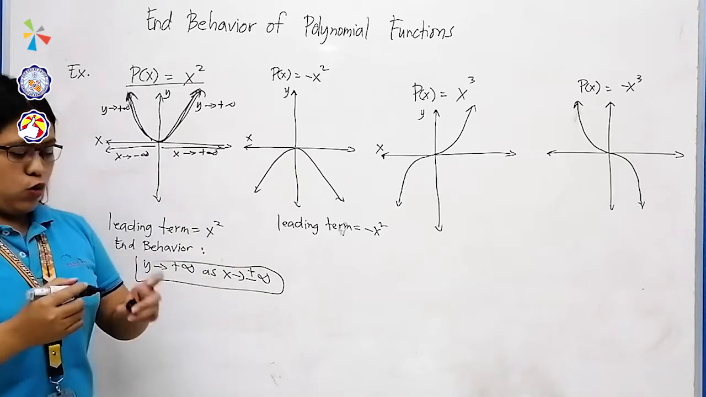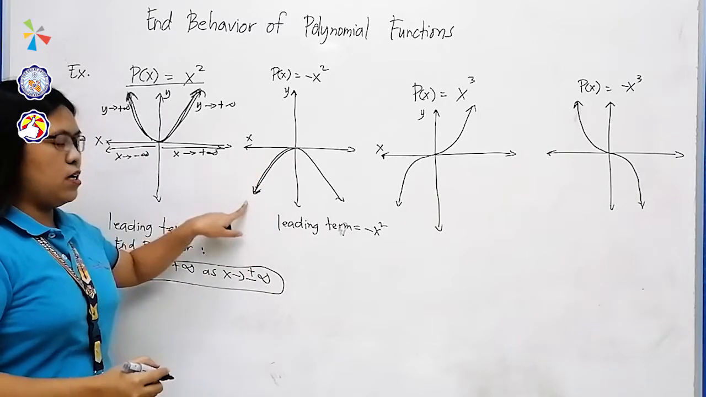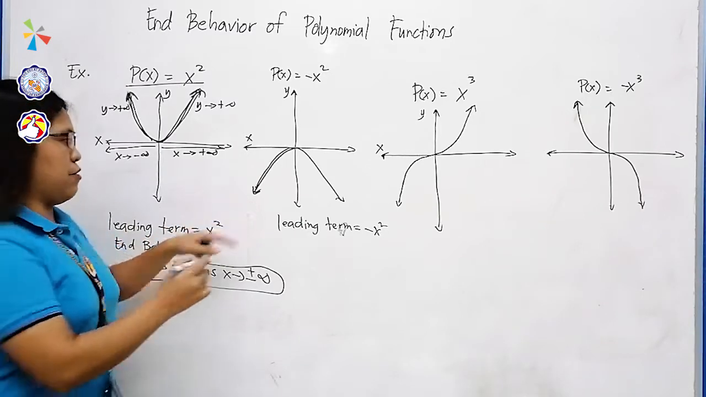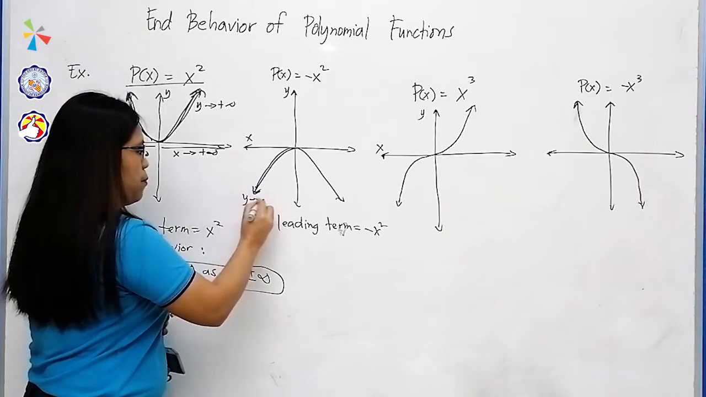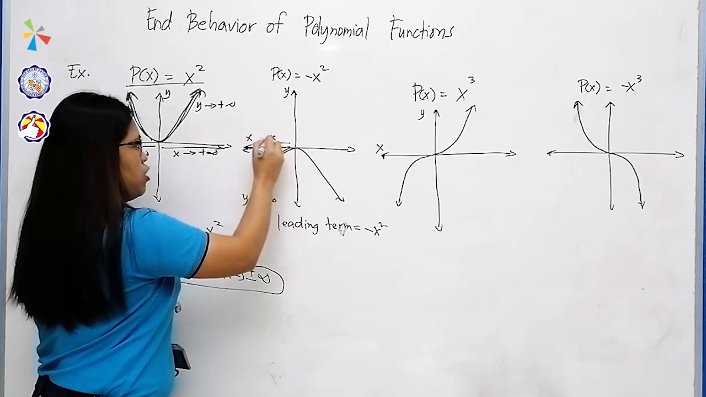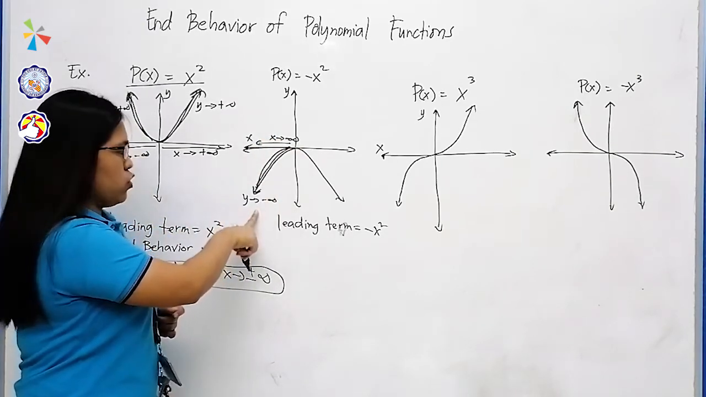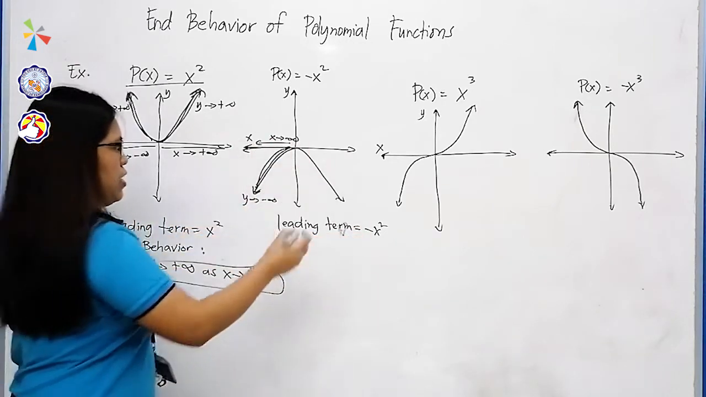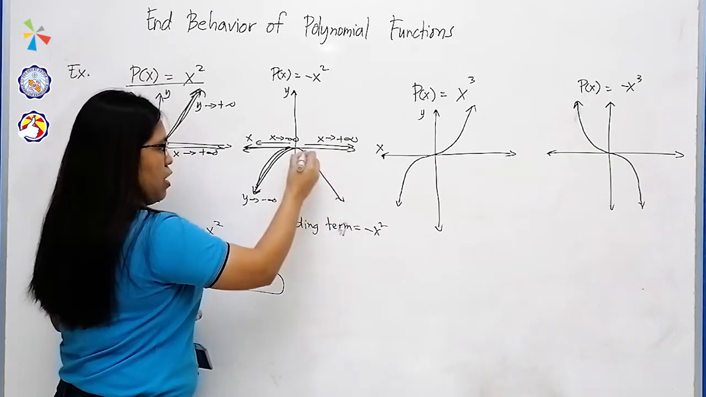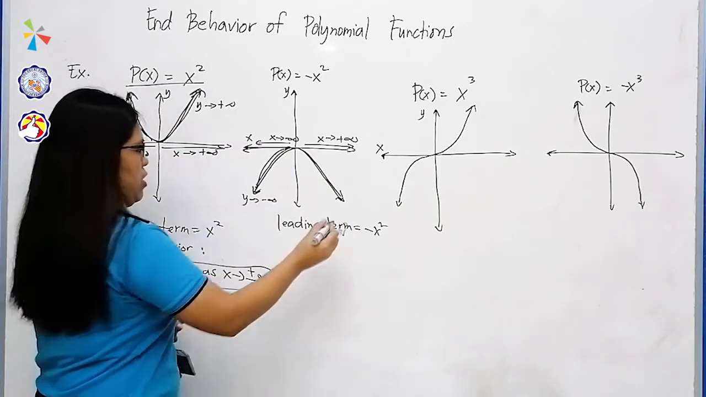Now for this graph, we see that the left side of the parabola decreases without bound, meaning the value of y decreases to negative infinity as we decrease the value of x to negative infinity. While on the other side, if we increase the value of x to positive infinity, we see that the right side of the graph also decreases without bound to negative infinity.